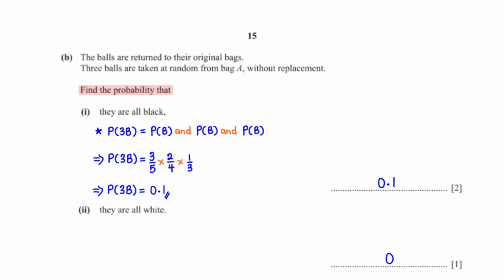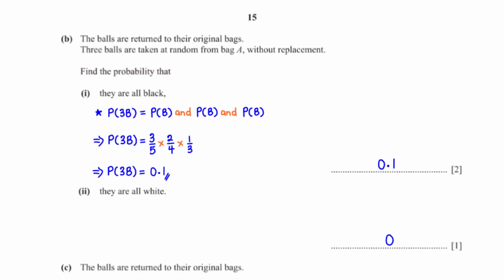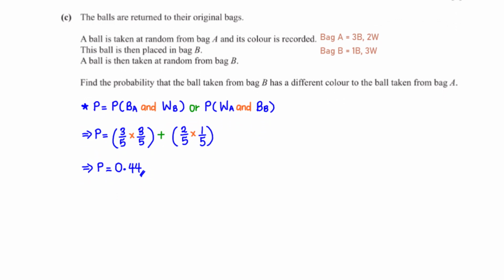Find the probability that they are all white. The total number of white balls in bag A is 2. So if the balls are picked and not replaced, the probability of picking 3 white balls from bag A is 0. The balls are returned to their original bags.